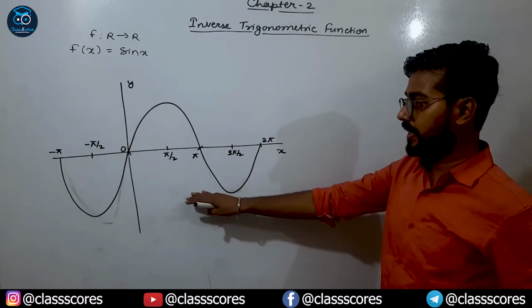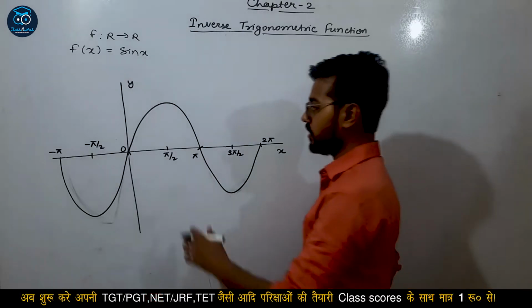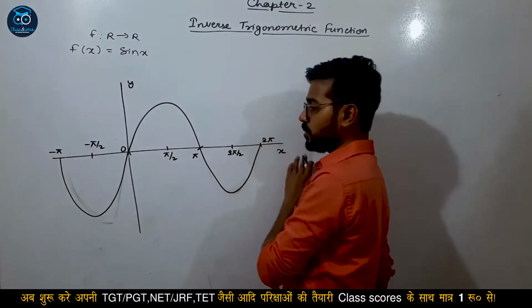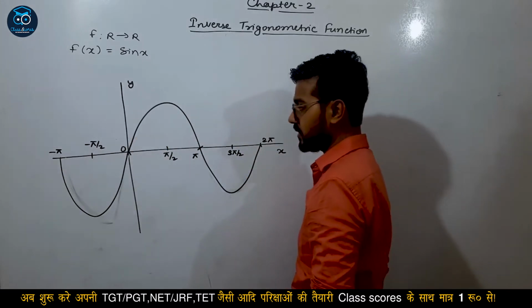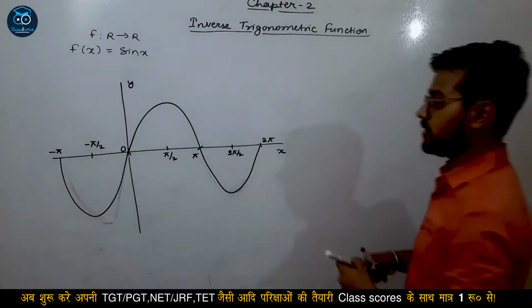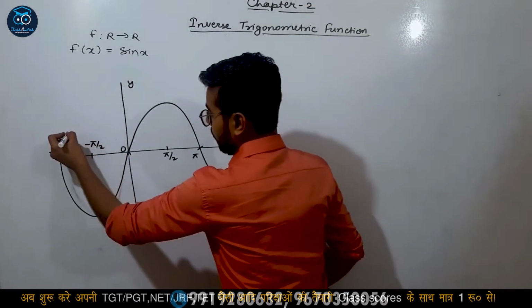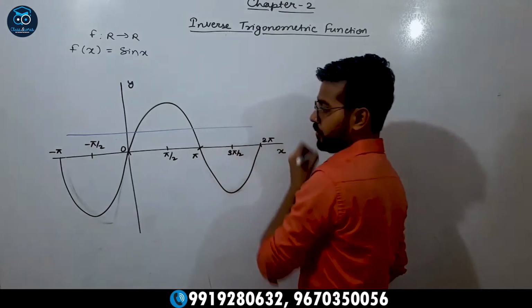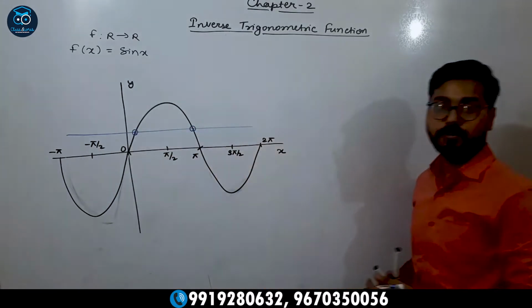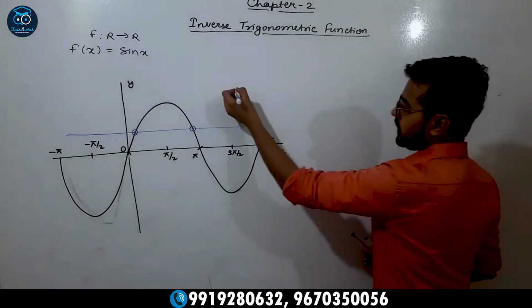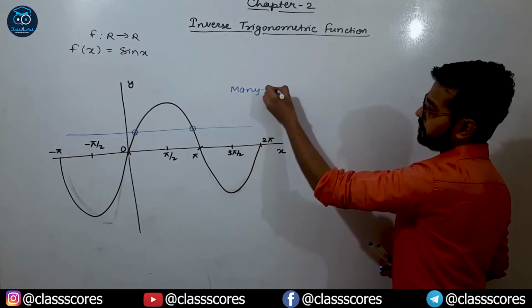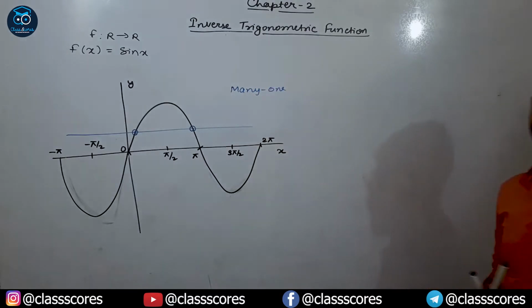Now you need to check whether the function is one-one or not. What is the process? Just draw a parallel line to the x-axis. Here it is the x-axis. I will take another color pen. Here this line cuts at more than one point. It means the function is not one-one, or we can say the function is a many-one function.